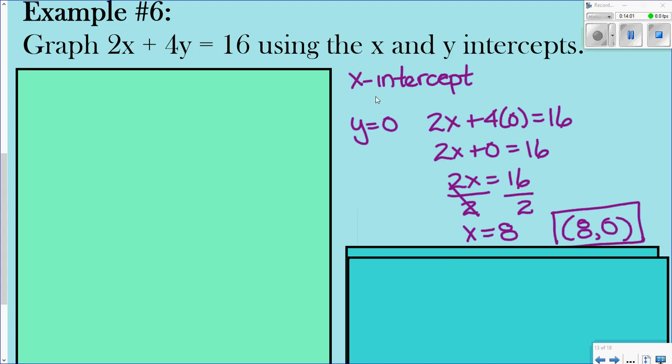So, you're looking for the x-intercept. That means if you're looking for a value for the x-intercept, your y has to be 0. So you use the original equation they gave you, plug in the 0 for the y, and then solve, and you find that your x is 8. So your x-intercept will be 8, comma 0.